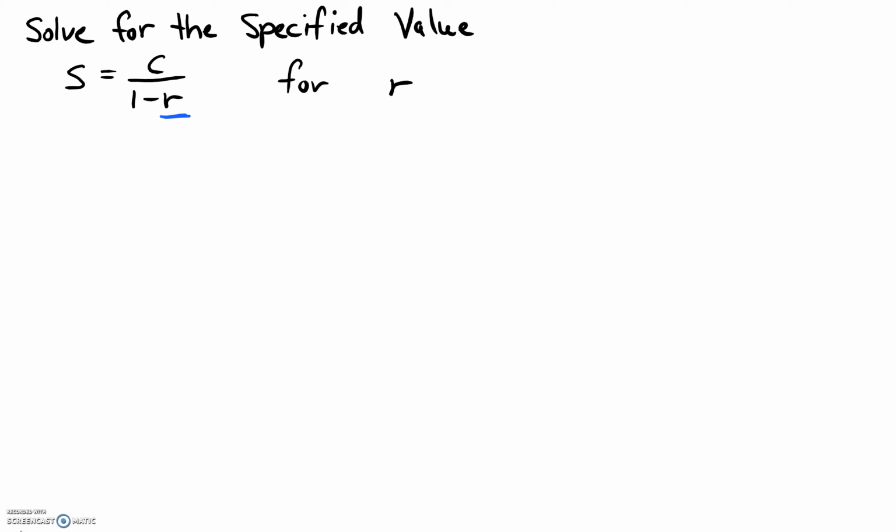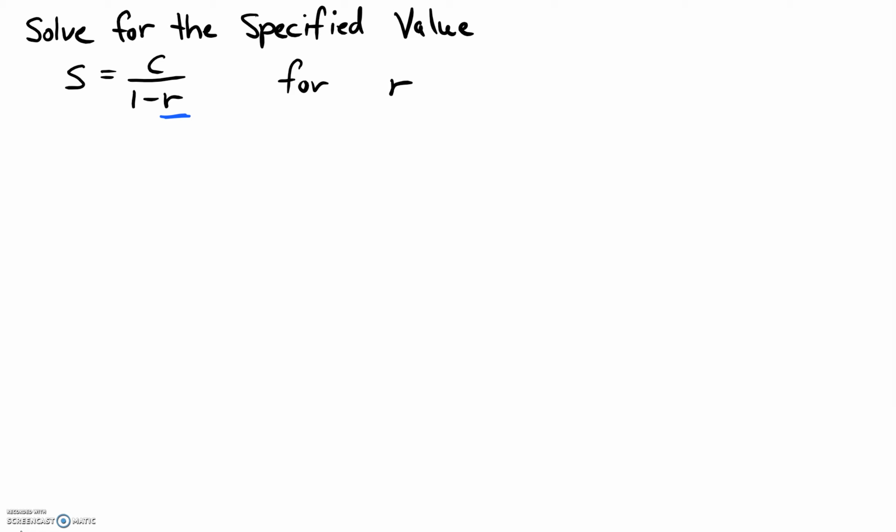Now the main issue in this problem, it's good that we only see it happen one time, but the main issue is that the r is found in the denominator. And anytime you're trying to solve for something that's in a denominator, you have to first of all get it out of the denominator to be able to isolate it on one side of the equal sign.